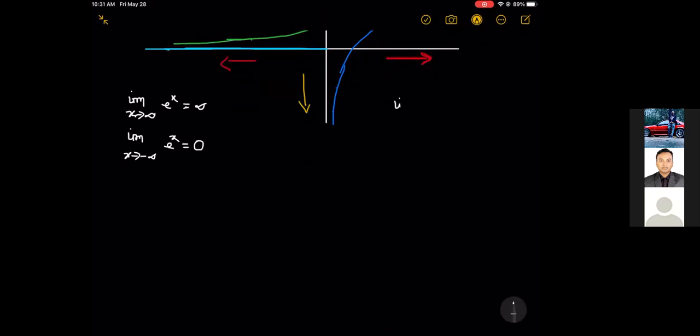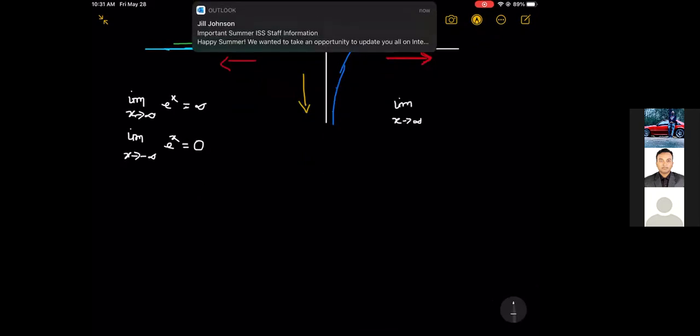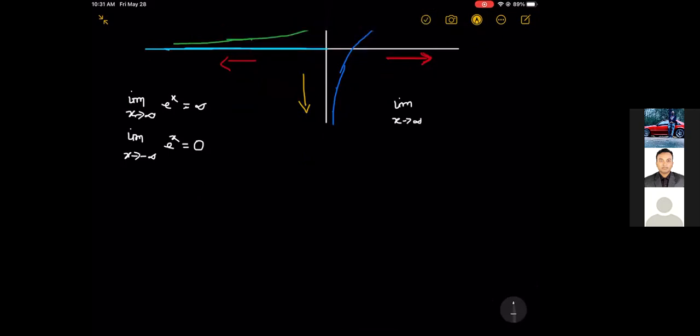So when x tends to infinity, ln x, or the natural logarithm of x, will head towards positive infinity.